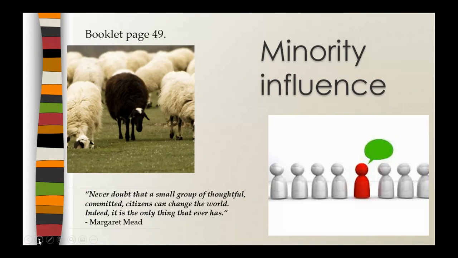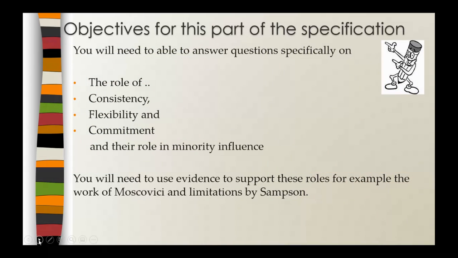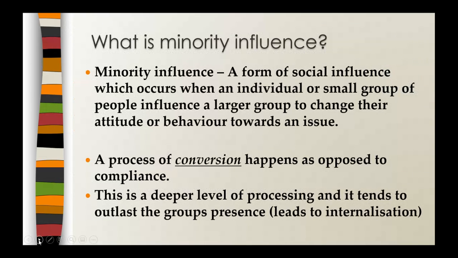So far we have looked at conformity and obedience, which are examples of majority influence. And now we need to look at minority influence. So it's from page 49 in your booklet. And we will find out what minority influence is, and we'll look at the role of consistency, flexibility, and commitment when investigating minority influence. So minority influence is a form of social influence which occurs when an individual or a small group influence a larger group.